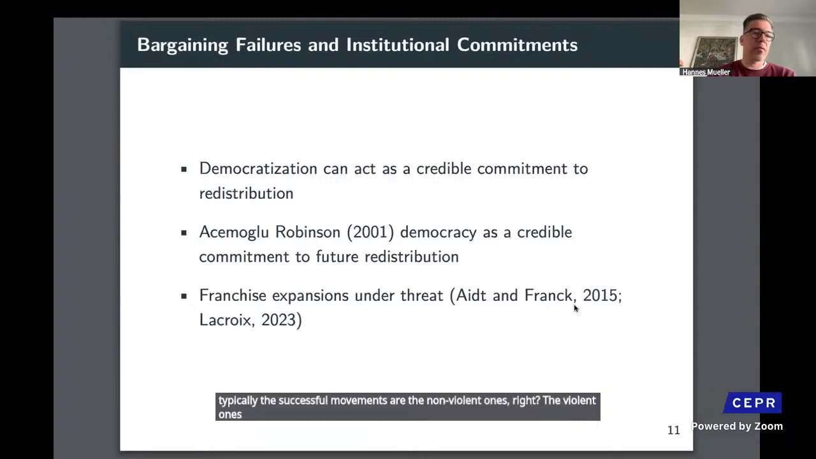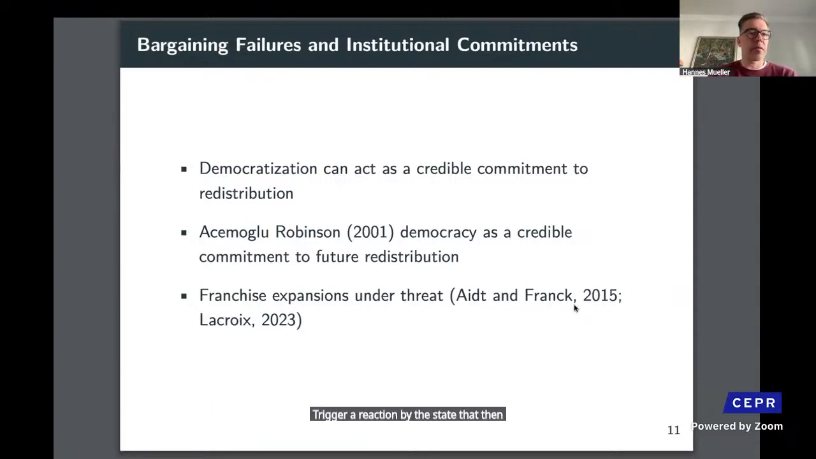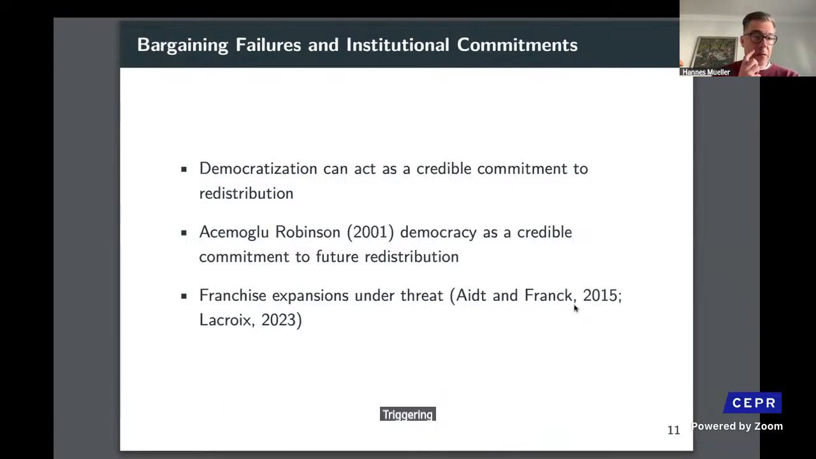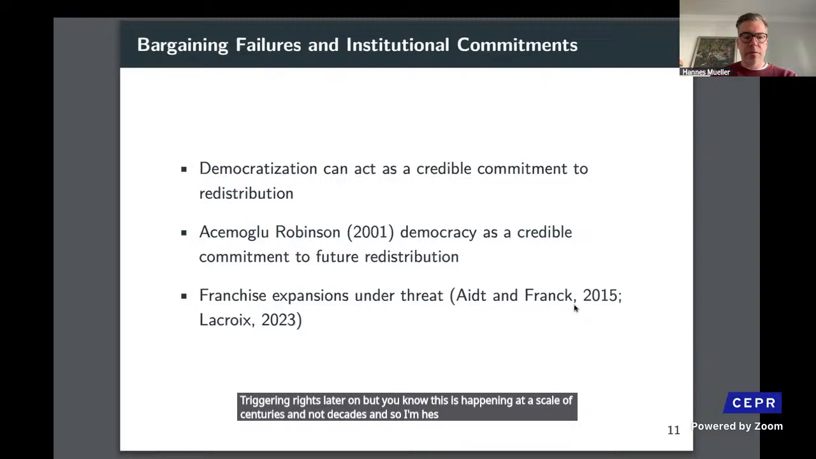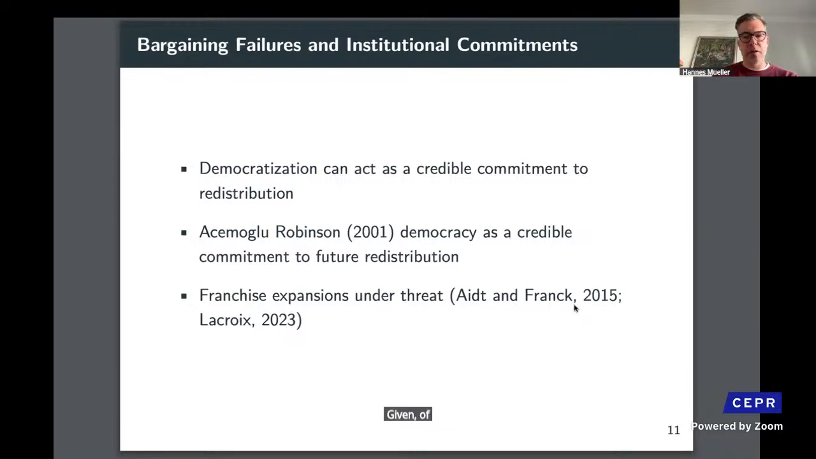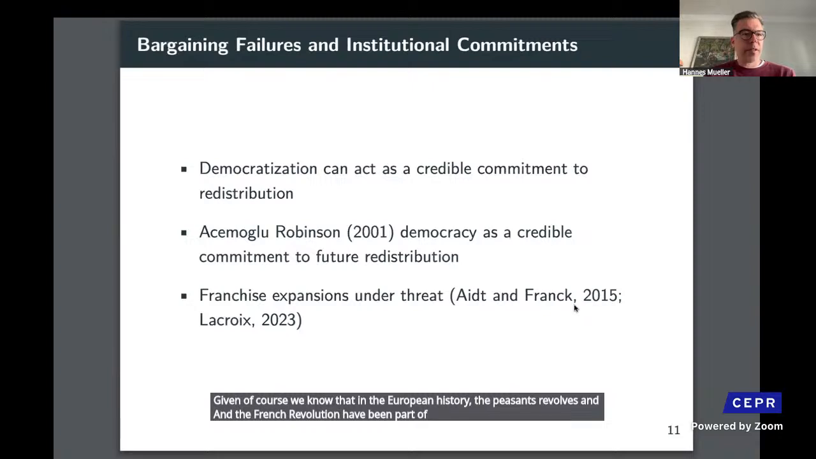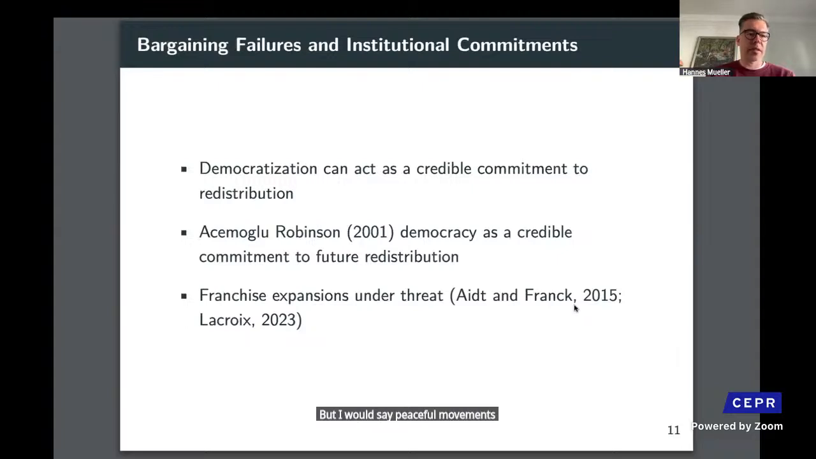The violent ones, I would say, tend to trigger a reaction by the state that then spirals into violence and so on and so forth. But I think we have examples of violent events in the past, like the French Revolution and so on, triggering riots later on. But this is happening at a scale of centuries and not decades. And so I'm hesitant to give the policy advice that violent resistance movements are a good idea. Given, of course, we know that in European history, the peasants' revolts and the French Revolution have been part of the democratization, right? But I would say peaceful movements have had quicker successes in modern history.